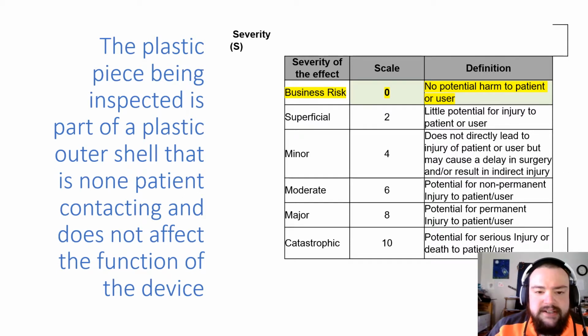For our particular scenario, the plastic piece that's being inspected is just a part of a plastic shell. It's non-patient contacting, doesn't affect the function of the device, and in the FMEA analysis, it's been determined that even a catastrophic failure of this particular part has no potential for harm to the patient or user. So we will assign this a severity of risk of 0 because it's just a business or financial risk.